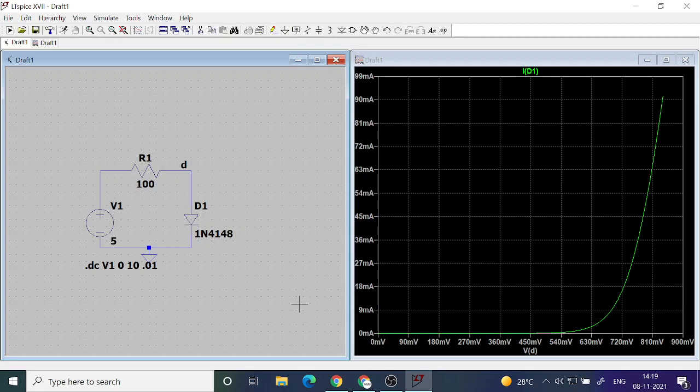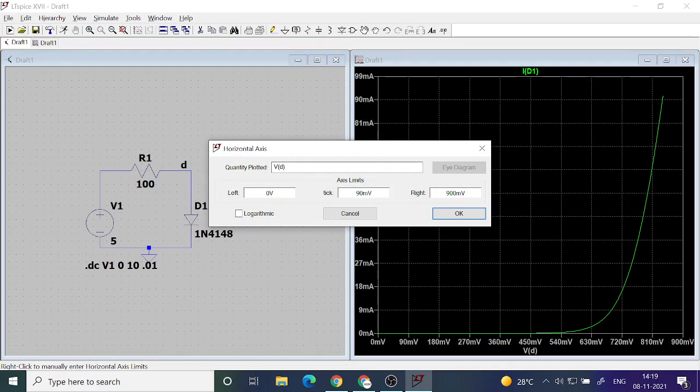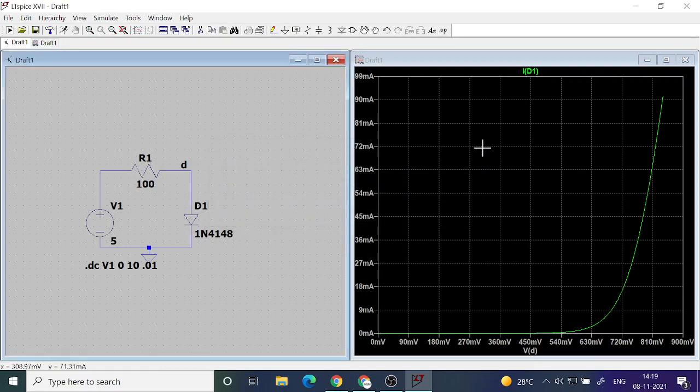Sir, can you please explain about that quantity that you have taken for V1 of D? I give a label to this node, which is connecting the resistance and the diode. D is the name of the node. So what I did is I changed the x-axis as V of D, so that I will get the diode voltage across the x-axis. On the x-axis I want the diode voltage, on the y-axis I want the diode current. This is what is called the diode characteristics.